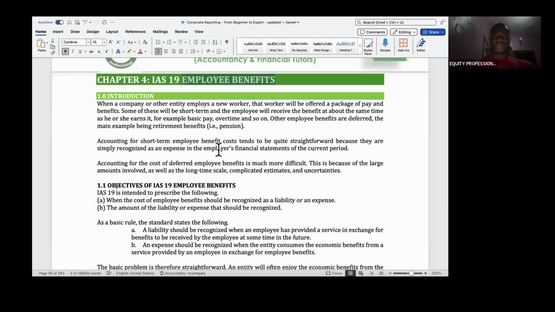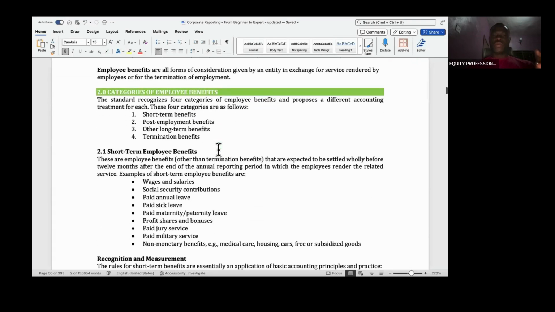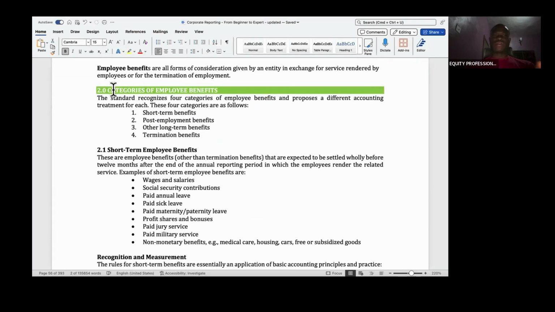Now, having understood that employee benefit is all form of consideration given by an employer to an employee, then we need to quickly understand what are the employee benefits that we can have, since that is what we want to account for. What are these employee benefits? So there are 4 employee benefits that we can have.